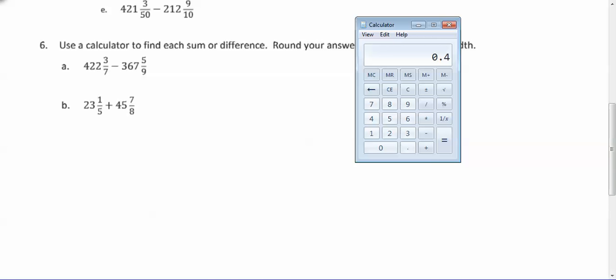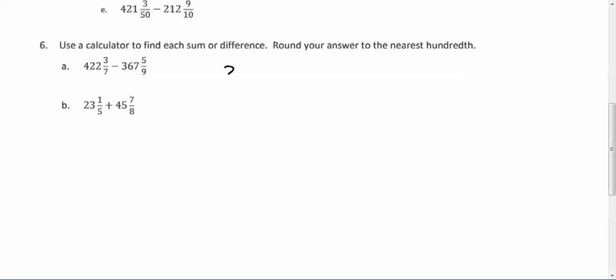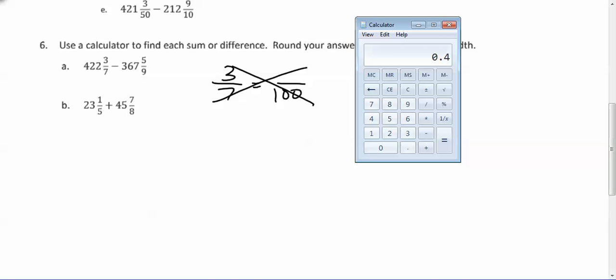All right, so you have 422 and 3/7. Now, 3/7 is not, if you go like this, you're never going to get that to go out of 100, right? That's not going to work. So what you need to do is take 3 and divide it by 7 to find that decimal point. All right, so you're going to have 422 as your whole number, then 3 divided by 7. That's going to give you that big long number, okay?